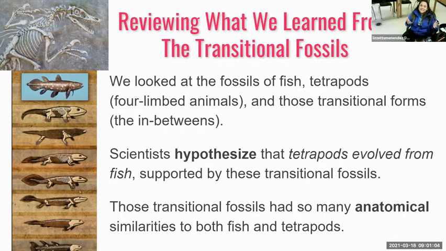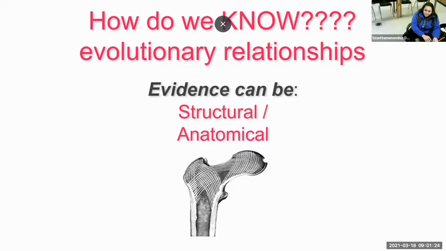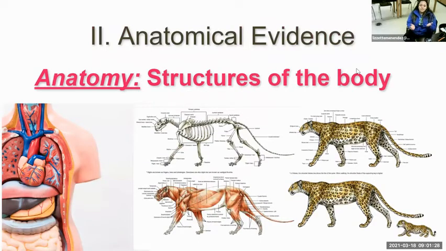And that brings us to our next bit of evidence, which is anatomical. We were talking about how we know that they're related, or that they evolved from one thing. Anatomy tells us a lot about how organisms are related to each other. So that's what we're going to focus on today. We're going to focus on anatomical evidence.